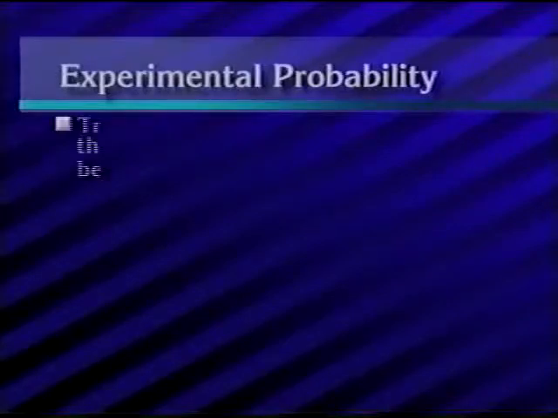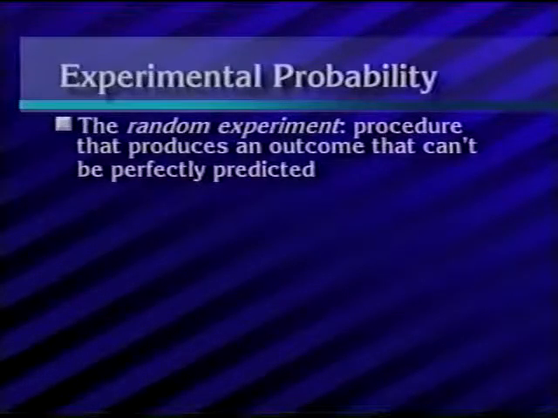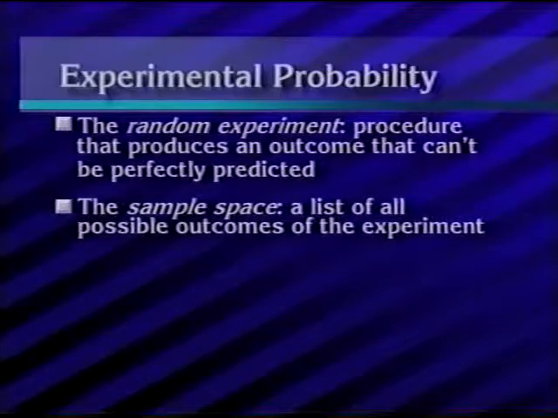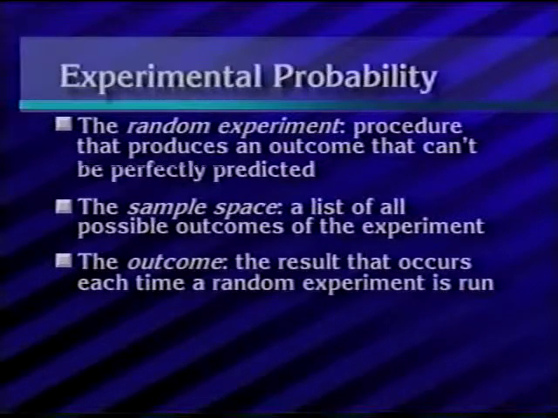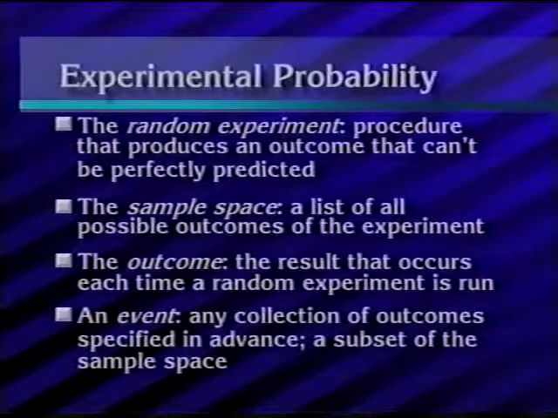The first is the random experiment. This is a procedure that produces an outcome that cannot be perfectly predicted in advance. And I'll give you illustrations of each of these as we go through the material. The sample space. The sample space is a list of all possible outcomes of my experiment. The outcome. This is the actual result that occurs when I run a random experiment. And the event. The event is any collection of outcomes that are specified in advance.